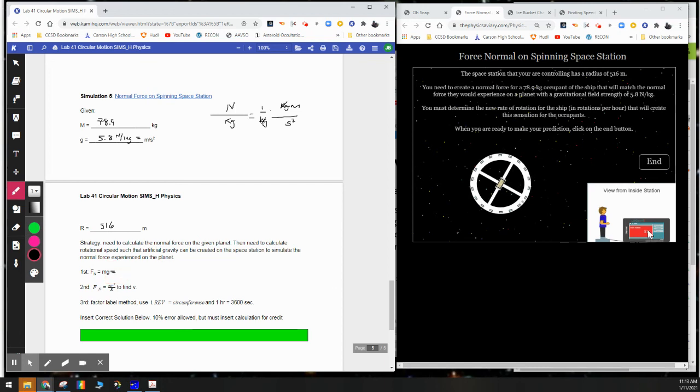Okay, so let's take a quick look over here, the view from inside the station. What is the normal force over here? So this person's weight here looks like it's 3 newtons. Okay, all right, so 3 newtons is over here.